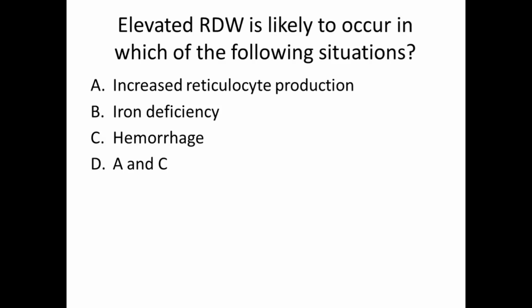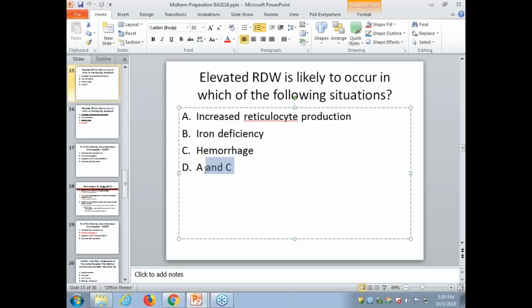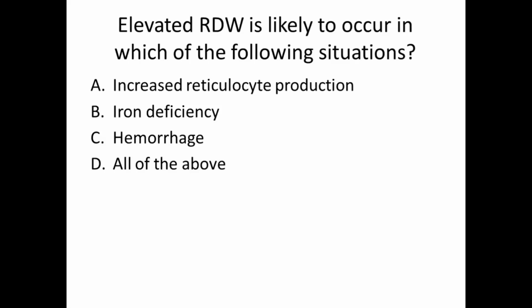Elevated RDW is likely to occur in which of the following situations? So this one would have been changed, actually. Sorry. This should say, and all of the above. And this is cool because a year ago, my understanding of this was that it was only A and C. And a year ago, somebody on the team in the lab discovered an article that iron deficiency also correlates with increased RDW. And for that reason, now we have all of the above.